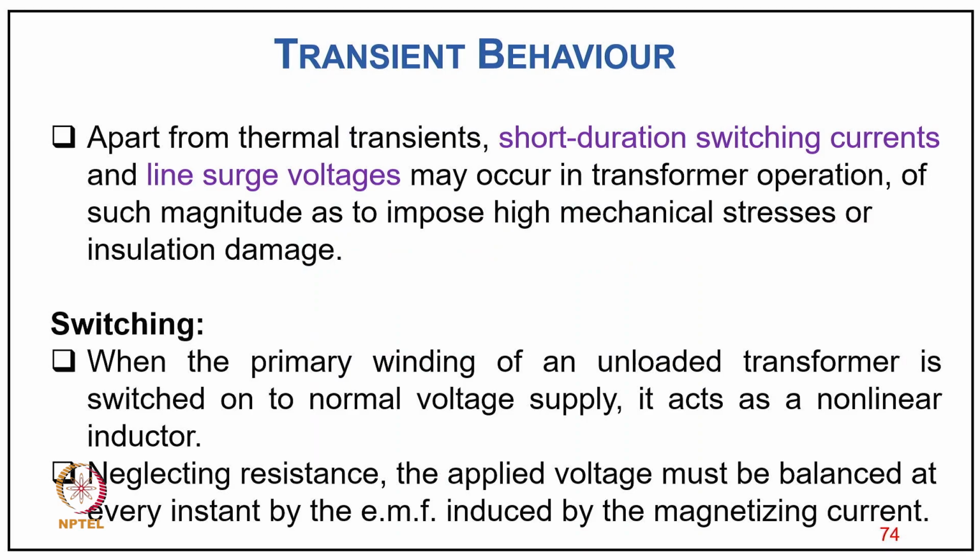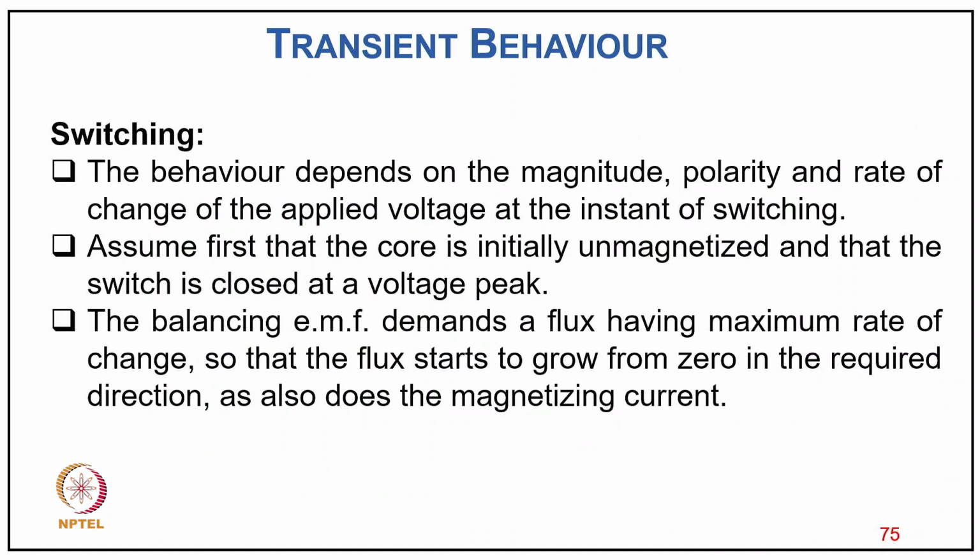Apart from thermal transients, short duration switching currents and line surge voltages may occur in transformer operation of such magnitude as to impose high mechanical stresses or insulation damage. First is switching. When the primary winding of an unloaded transformer is switched on to a normal voltage supply, it acts as a non-linear inductor, and neglecting resistance, the applied voltage must be balanced at every instant by the EMF induced by the magnetizing current.